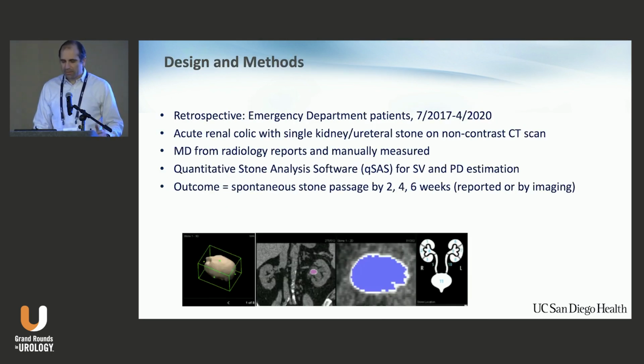So we did a retrospective study through our ER over 3 years of all patients who presented with acute renal colic, who had a single kidney or ureteral stone. We generated information about that stone, for the manually measured dimension taken from either the radiology report or we measured it ourselves. And then we used our outcome as spontaneous stone passage at 2, 4, or 6 weeks. And this was really determined by patient-reported passage or absence of resolution of symptoms with a definitive CT scan.